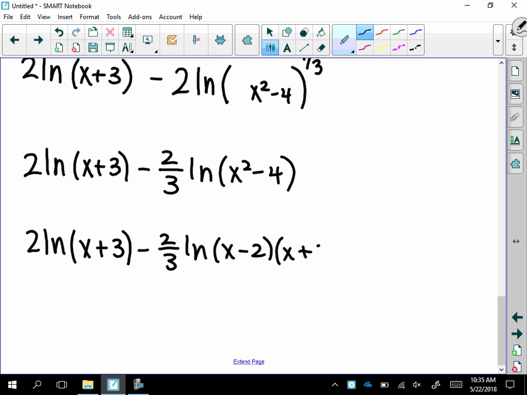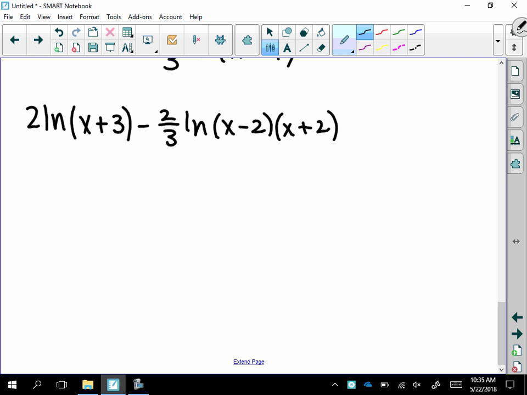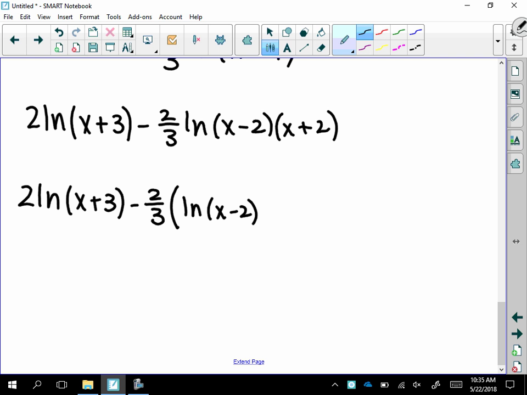And then once it's factored, it's a product. So we're going to have 2 natural log of x plus 3 minus 2/3 times the natural log of x minus 2 plus the natural log of x plus 2. And I could distribute that negative 2/3 in if I wanted to.